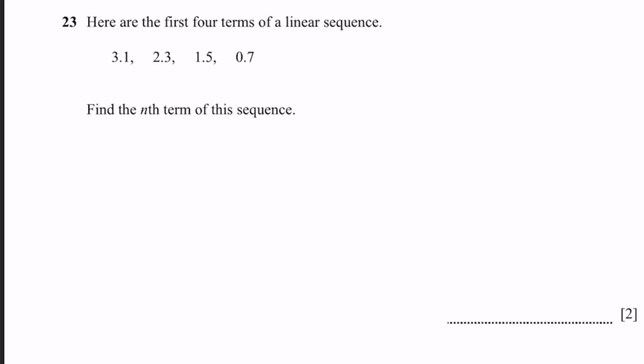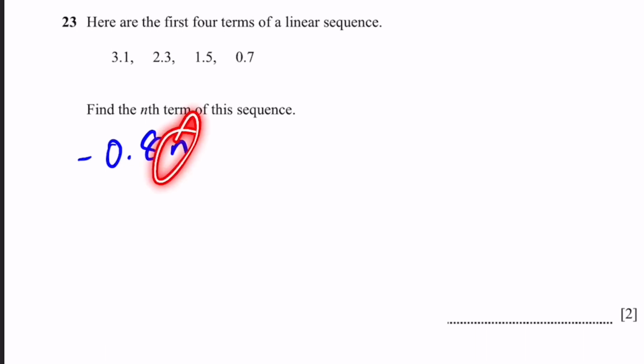Question 23. Here are the first 4 terms of a linear sequence. Find the nth term of the sequence. We can see that every time we subtract 0.8 from going from one term to the next. We start with 3.1. And since we're subtracting 0.8, the coefficient of n is minus 0.8n.